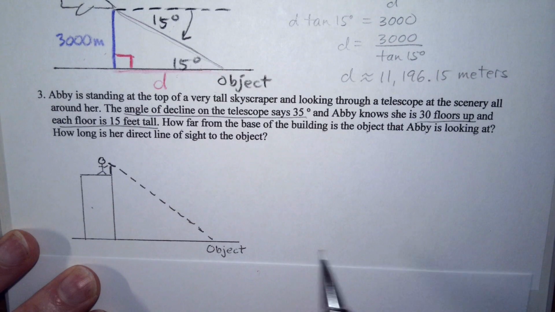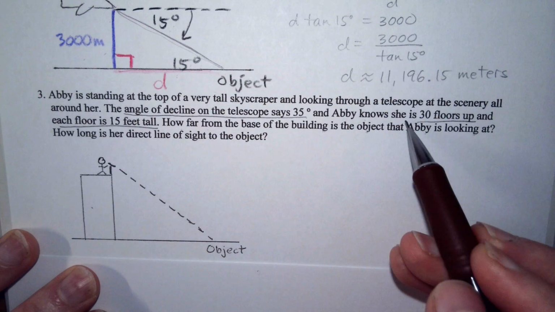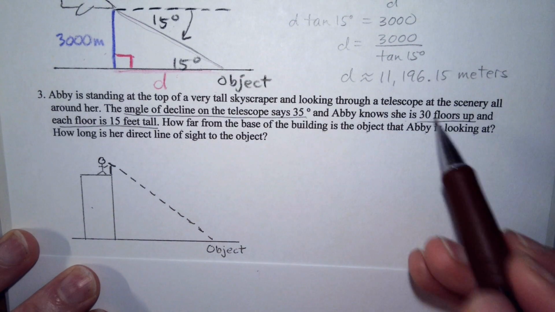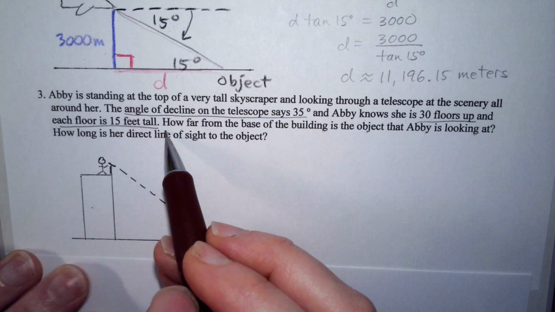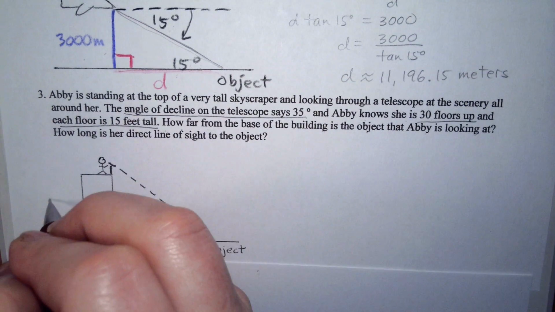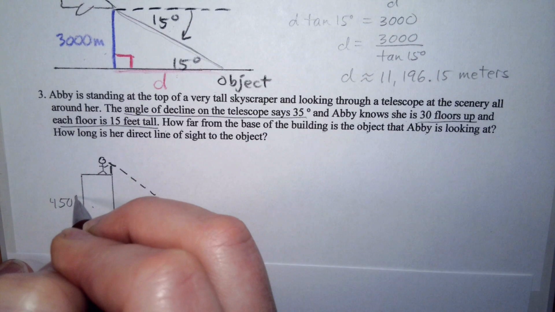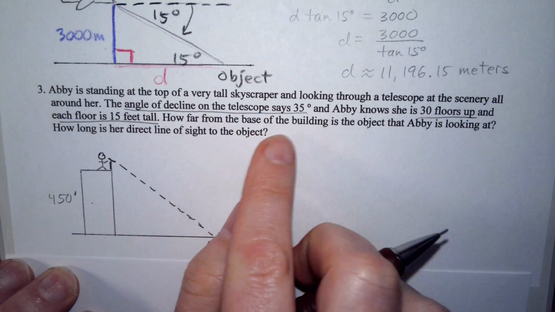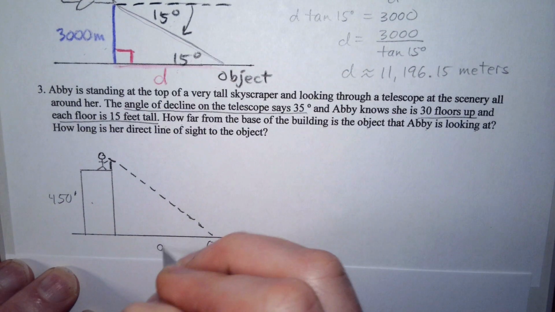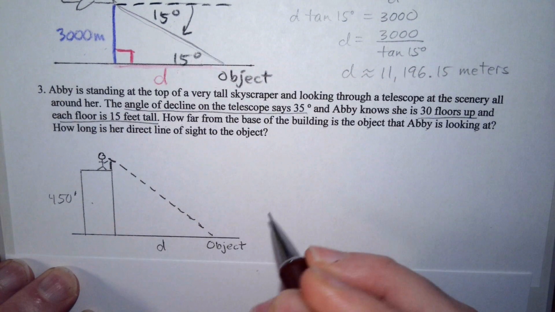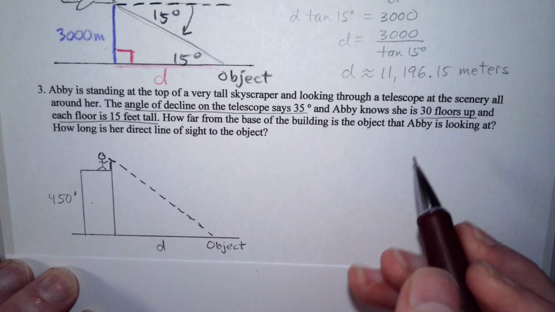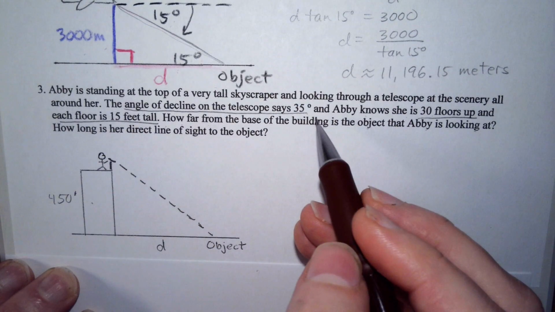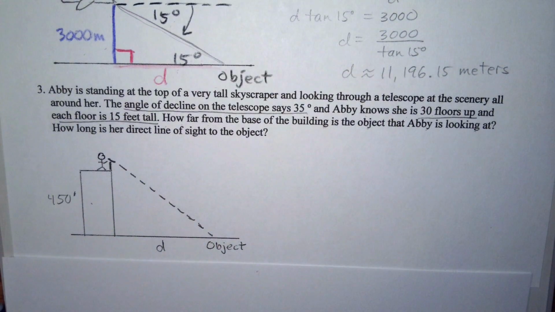Now we've got some facts here. Abby knows that she's 30 floors up and each floor is 15 feet tall. So if you did your math, hopefully you realize that that's 450 feet. How far from the base of the building is the object? Let's label that D for distance. And we have the angle of decline, which says 35 degrees.